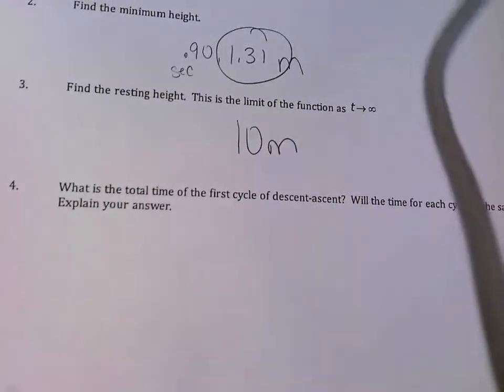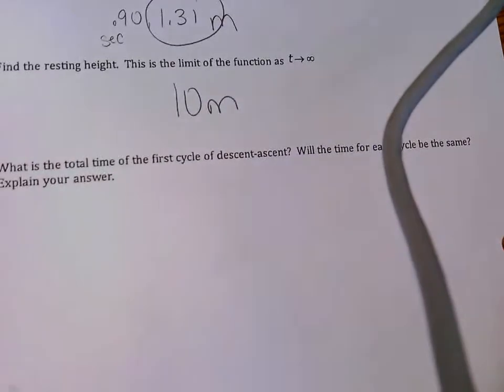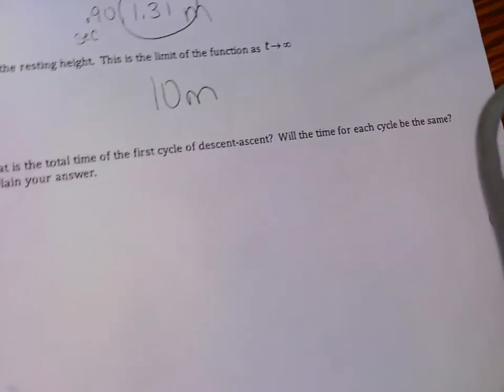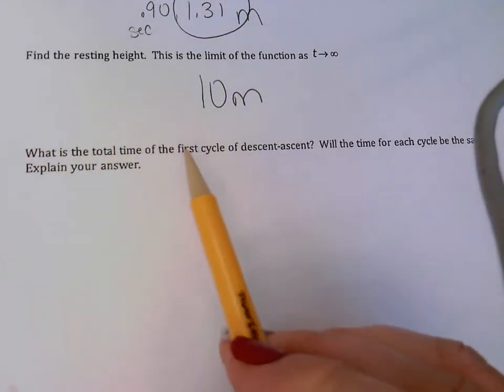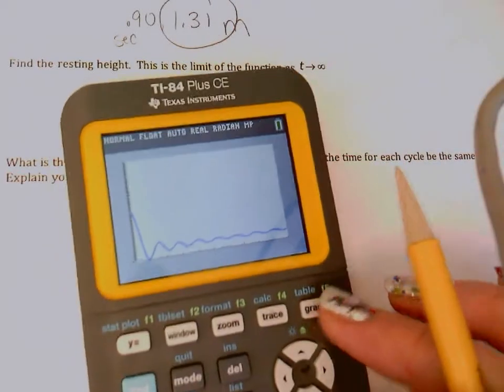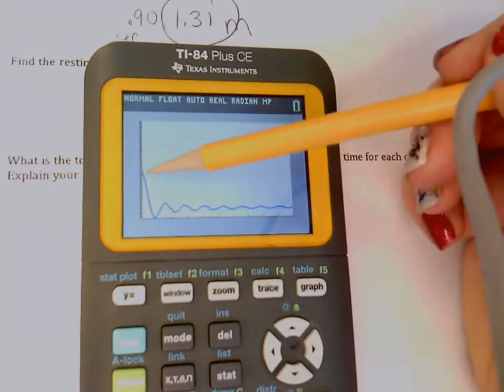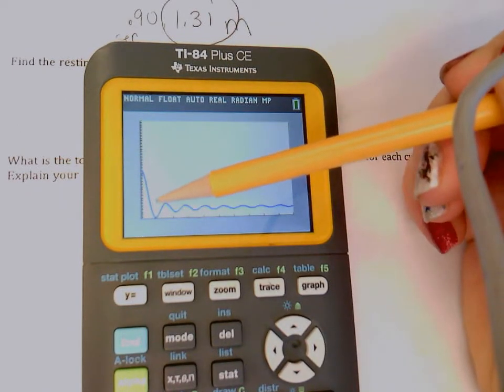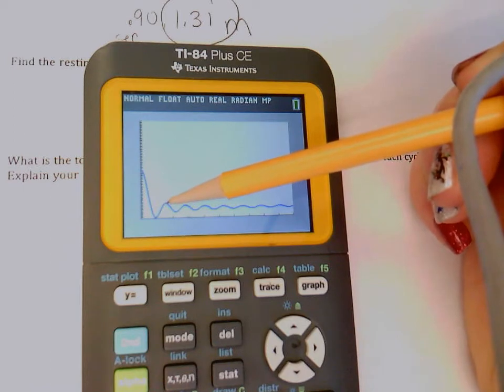Okay. So now I want you to try this one on your own with your own calculator, but what's the total time of the first cycle of descent to ascent? So when you look at your graph, you're finding the peak, right? That starts right at 0. So you want to know what is the time to get to that first maximum.